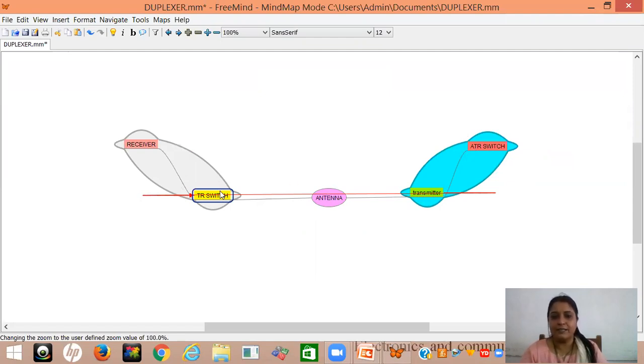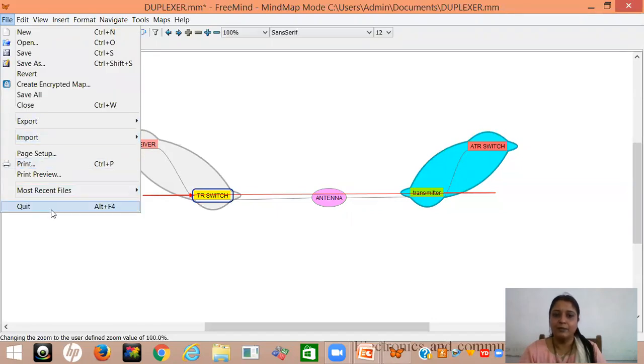Now during the receiving time, what will happen? These are not having any signal temporarily, so they will act as an open circuit. Now these two are open circuit, which means at the other end there will be a short circuit. Therefore, the transmitter is disconnected. Now from the antenna, the signal goes directly towards the TR switch and enters into the receiver section. Therefore, that is the branch type duplexer explanation using the mind map.